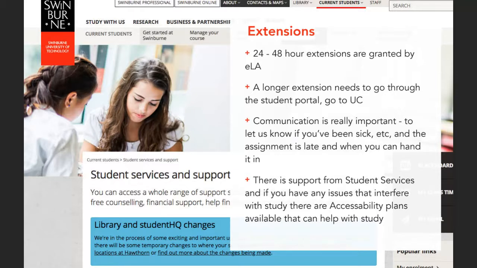There is also lots of support from student services, and if you do have any issues that interfere with study, that are ongoing mental or physical issues, you can also get an accessibility plan, and this is really great because sometimes those things can crop up and impact your due dates. So if you do have anything like that, get in contact with them and they can help you set up those plans.